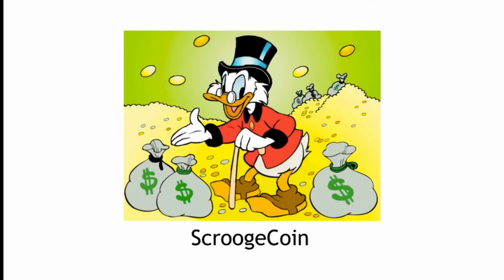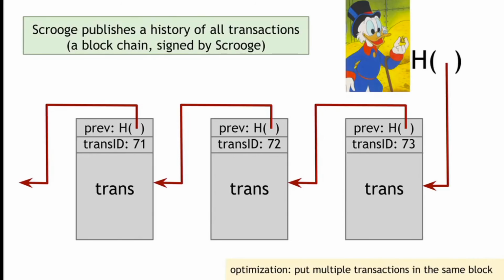And this coin was created by Scrooge. Okay, so this is a little bit more complicated in terms of data structures, but here's one of the key ideas: Scrooge is going to publish a history of all the transactions that have happened. This will be a blockchain, that data structure we talked about before, and it will be digitally signed by Scrooge. So anyone can, and it looks like this, of course.